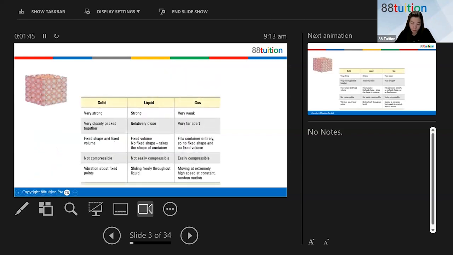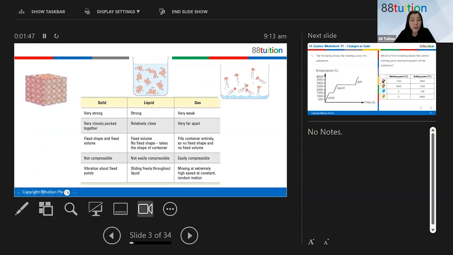Then we also went through the summary. This was done last week as well. Particle arrangement in solids, liquids and gas. These are the various characteristics of solid, liquid, and gas. Forces of attraction between the particles in solid are very strong, liquid strong, and then gas is very weak. How are they arranged? Very closely packed in fixed position. For liquid, they are close, and then gases far apart.